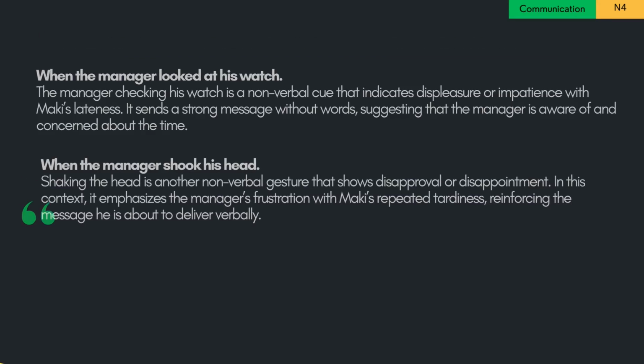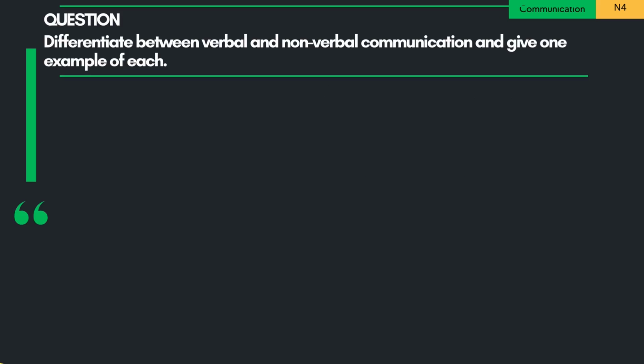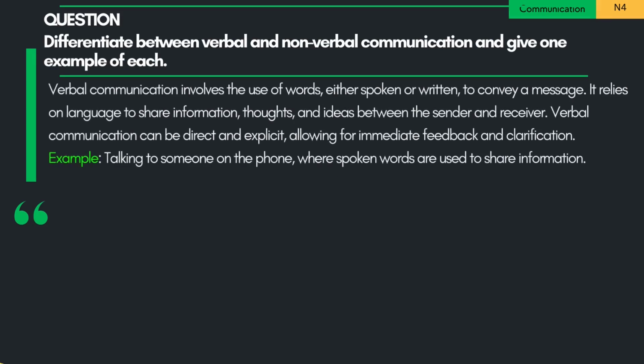Question. Differentiate between verbal and nonverbal communication and give 1 example of each. Verbal communication involves the use of words, either spoken or written, to convey a message.